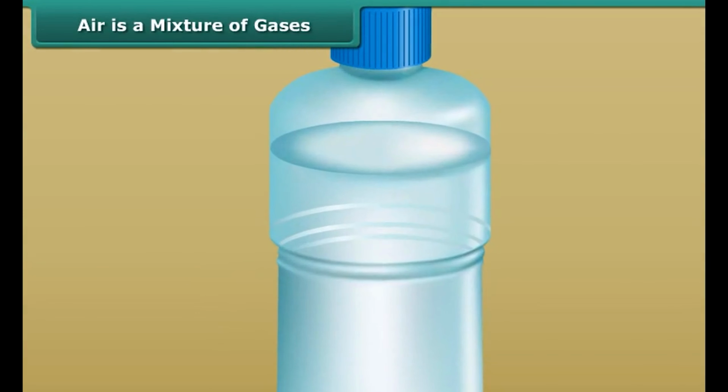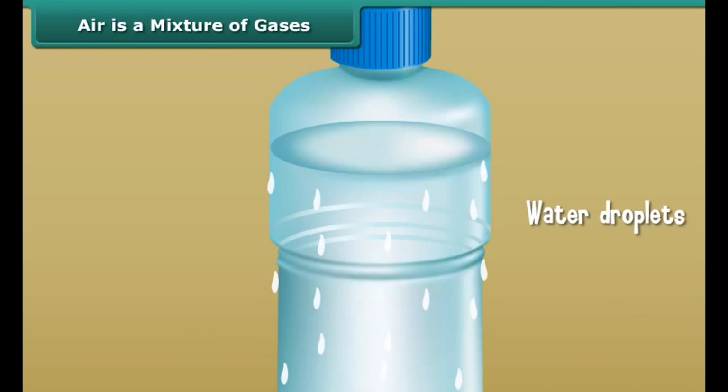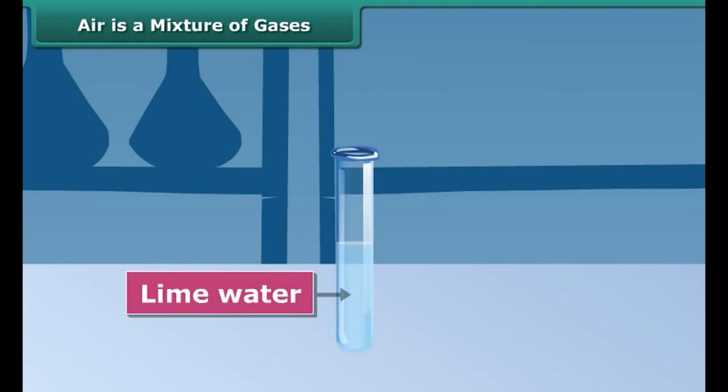When you take out a water bottle from the freezer, some water droplets appear on the outer surface of the bottle. Where do the water droplets come from? Is water leaking through the bottle? No, that's not the case. Water vapor present in the air turns back into liquid when it touches the cold outer surface of the bottle. This proves air contains water vapor.